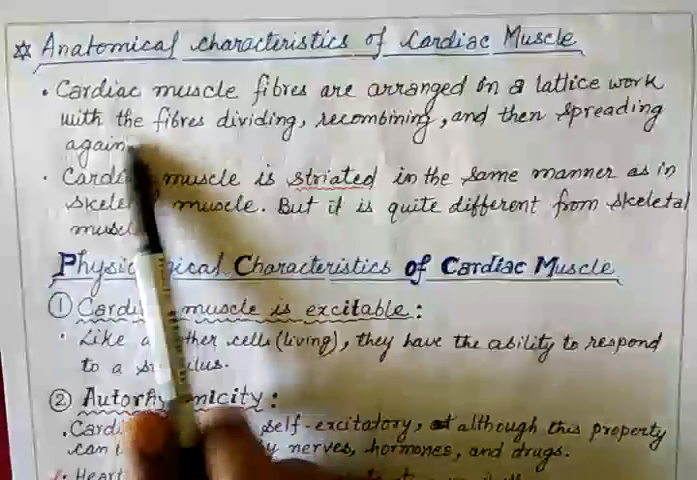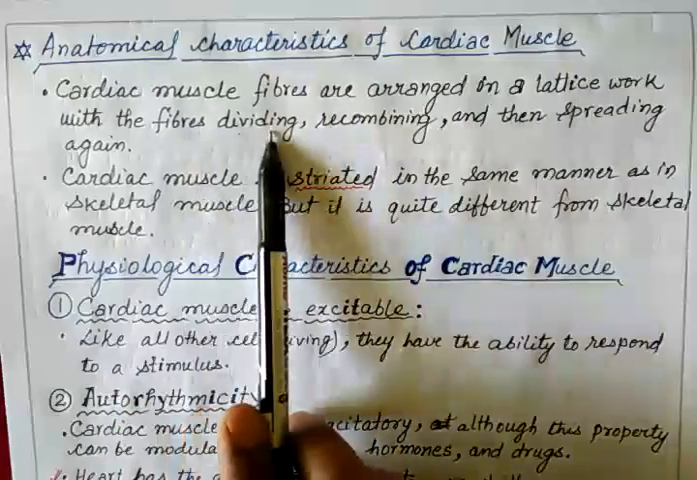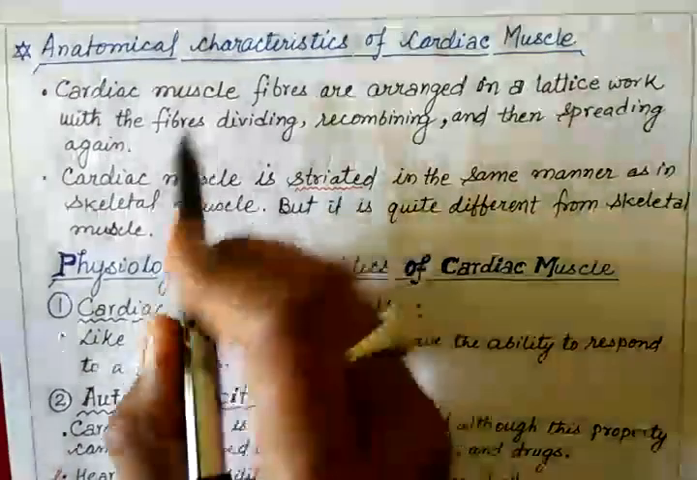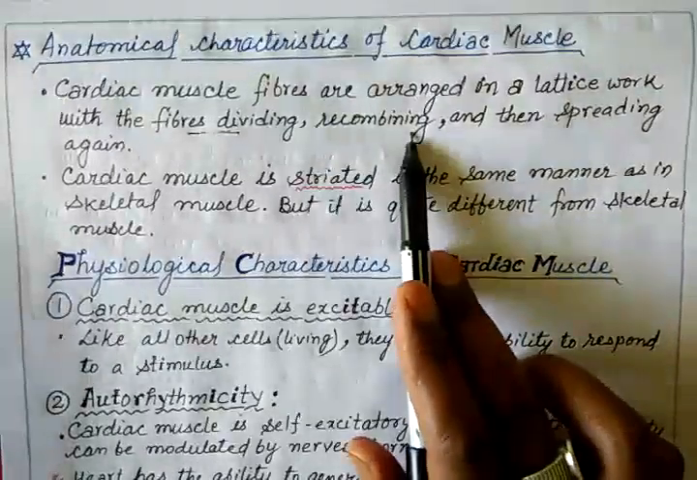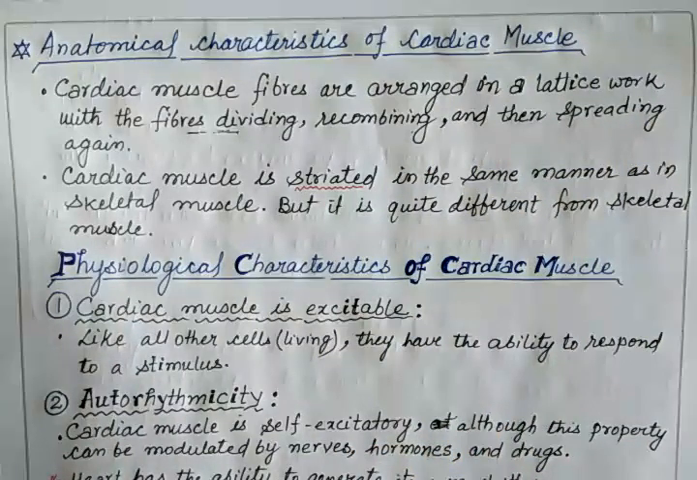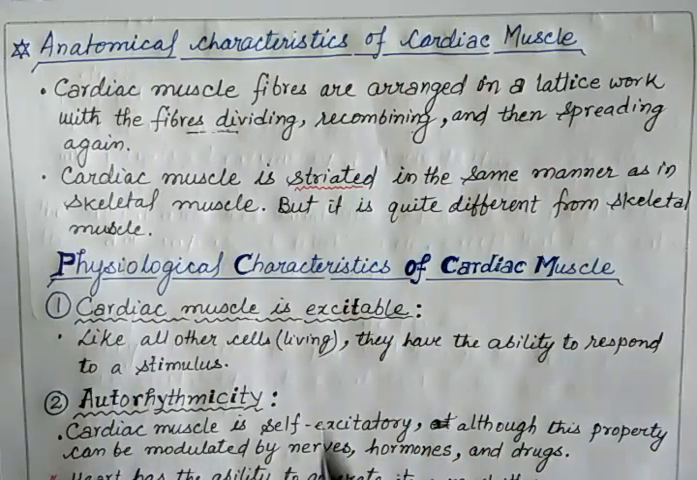So with the fibers dividing, how does it form the lattice? By dividing the fibers, that is the cardiac muscle fibers, they recombine and then spread again. In this way they form the lattice-like structure.